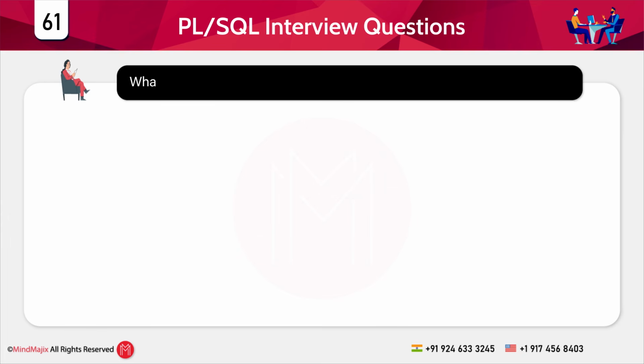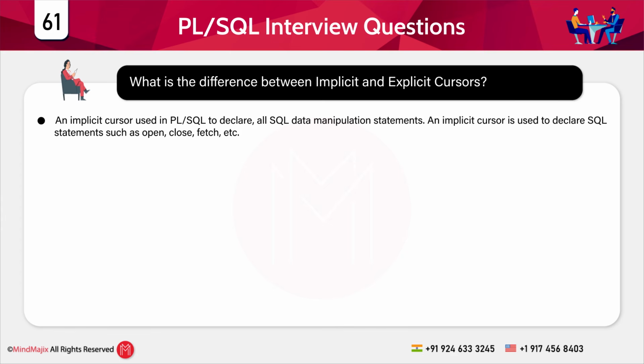The next question is, what is the difference between implicit and explicit cursors? So an implicit cursor is used in PL/SQL for all SQL data manipulation statements. An implicit cursor handles statements such as open, close, fetch, and so on. Now if we talk about an explicit cursor, this cursor is explicitly designed to select statements with the help of a cursor. So this explicit cursor is used to execute multi-row select functions. An explicit cursor is used by PL/SQL to execute tasks such as update, insert, delete, and so on.